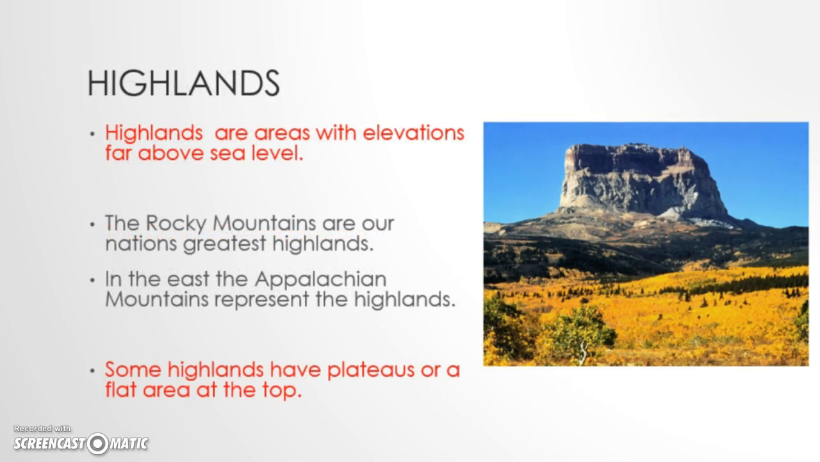Highlands are just the opposite of lowlands. These are areas of land where elevation is far above sea level. Here in America, our two main systems of highlands are the Rocky Mountains in the west and the Appalachians in the east. Both of them represent highlands. Sometimes highlands have what are called plateaus, or an area that has a flat top. That's what you see in the photo.